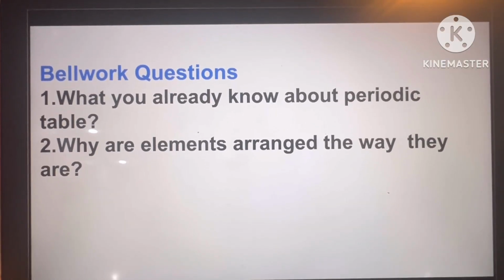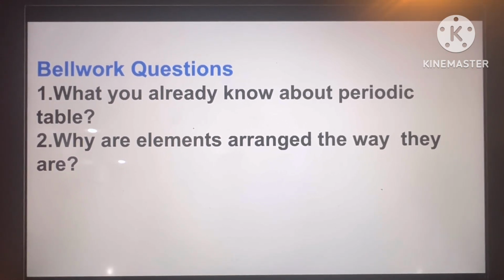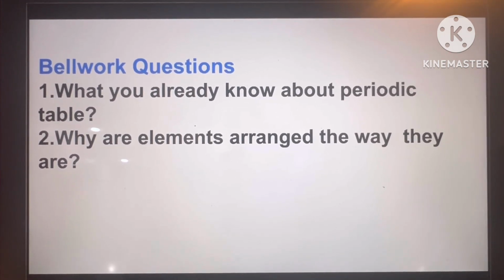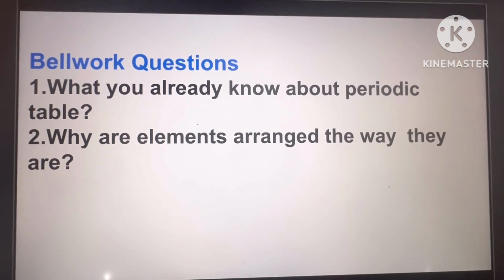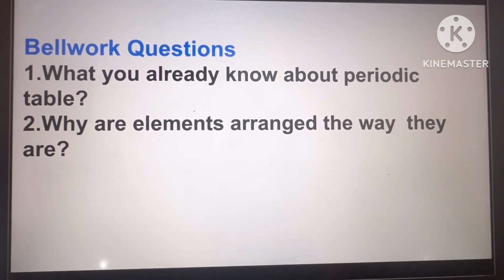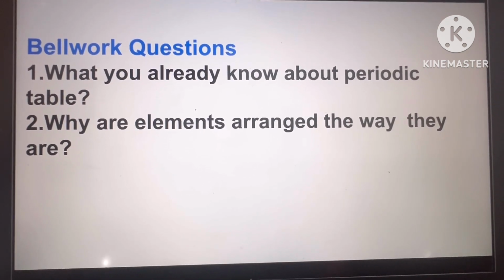Okay, so to start our lesson, I want you to get your science notebook and answer your bellwork questions in your notebook. All right, at this point, let me hear your answers for question number 1. What you already know about the periodic table. Anybody?